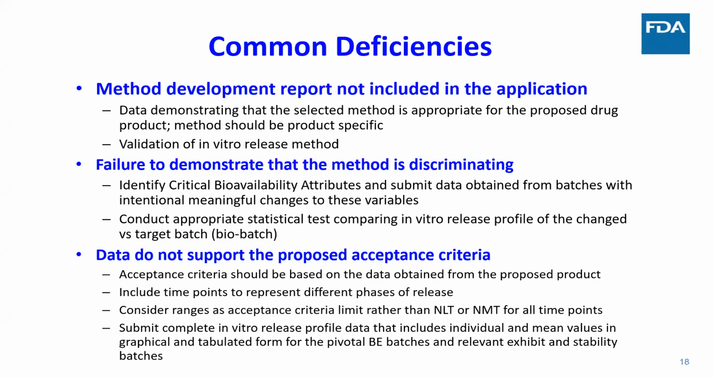Another deficiency is that data does not support the proposed acceptance criteria. So acceptance criteria should be based on the data from the proposed drug product, and time points should represent different phases of the drug release, and consider ranges rather than not less than or not more than for all time points, and submit complete in vitro release profile data that includes individual and mean values.